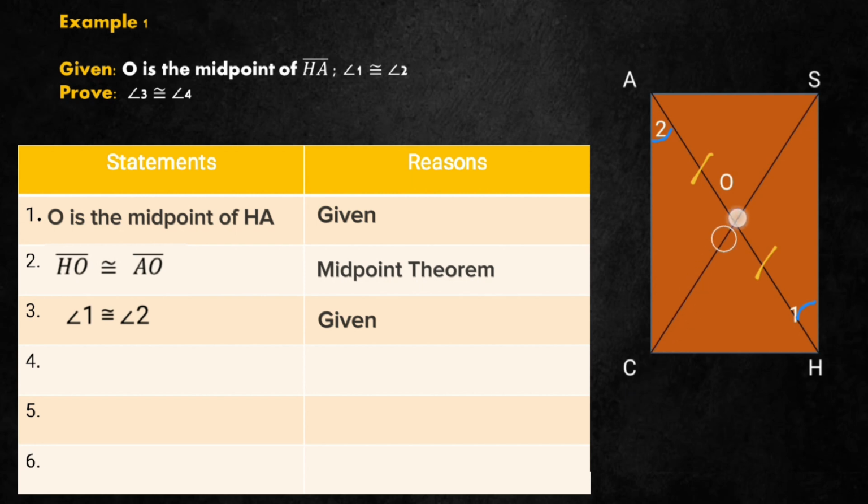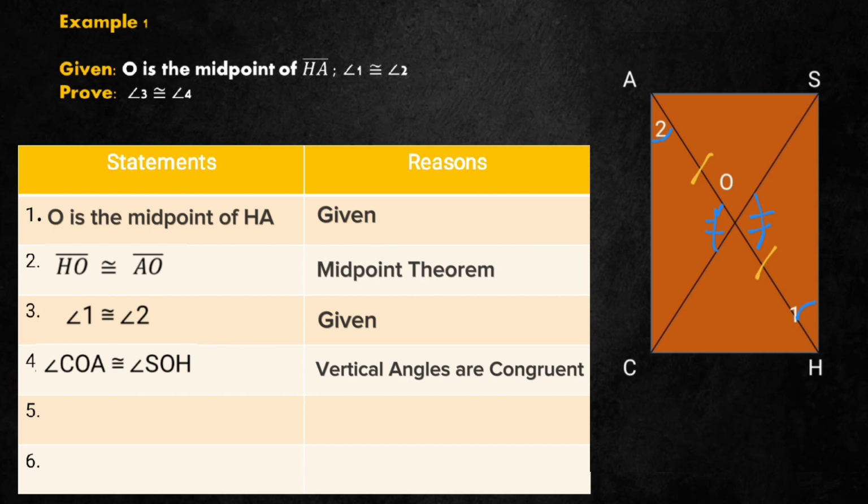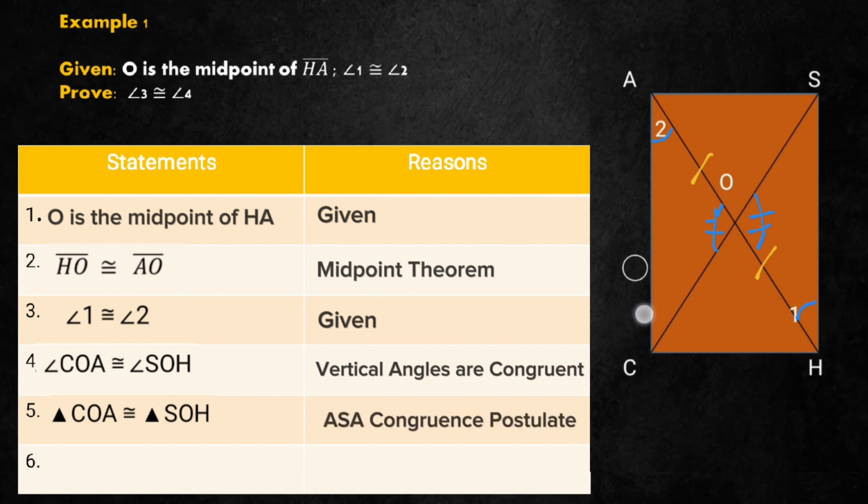We can make use of angle COA is congruent to angle SOH since they are vertical angles. So the reason is that vertical angles are congruent. They are called vertical angles because each pair of opposite angles is made by these two intersecting lines. Can we say now that the two triangles are congruent? Yes. So let's put triangle COA is congruent to triangle SOH by the ASA congruence postulate.